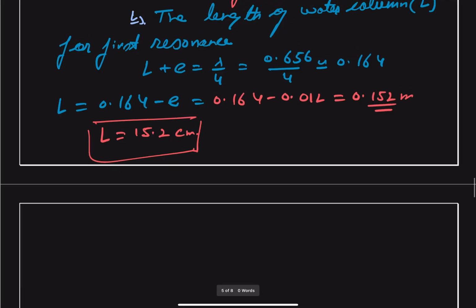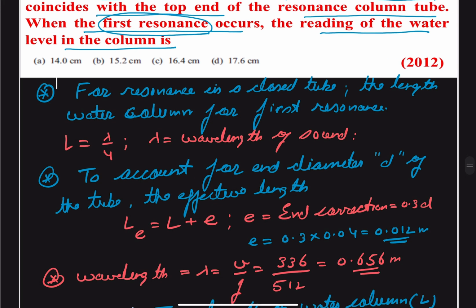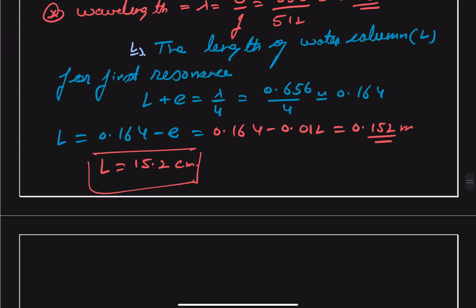So if you check the options that are available to us, option number B is the correct option. Option B is correct. So this question was quite simple. The minor thing involved in this is our value of end correction because of the diameter that is given to us. So this completes the question.